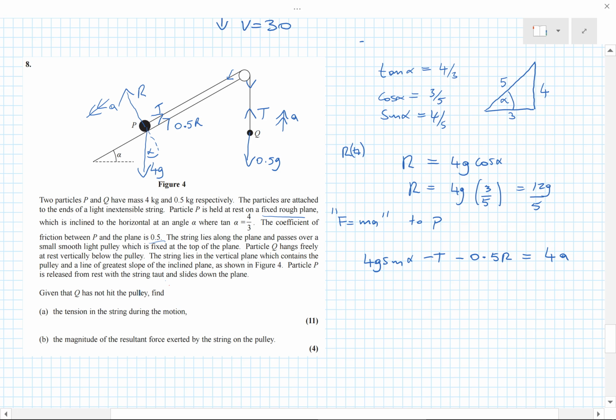I'm going to tidy this up before I get to my next F equals ma equation, which will be easier, which is the one for this particle Q here. But let's just tidy up, because we know that sine alpha is 4 over 5. So we have 4g times 4 over 5 minus T minus 0.5 times R, and I've now got R as 12g over 5.